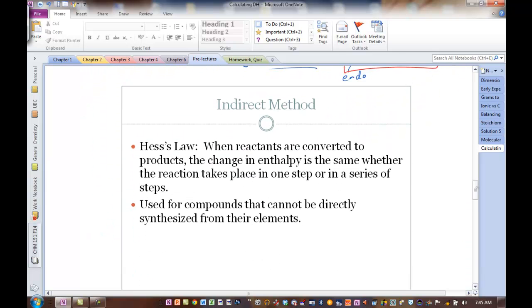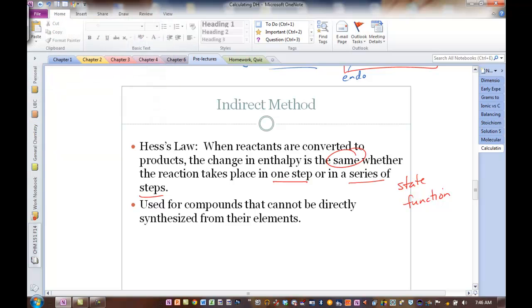Second method, indirect, named after Hess. So we're going to look at going from reactants to products in a series of steps versus one step. Now, it turns out that the delta H will be the same no matter which way we go. It's what is called a state function. I'm going to switch back; I don't like a red pen, I only like that for highlighting. But it is a state function.